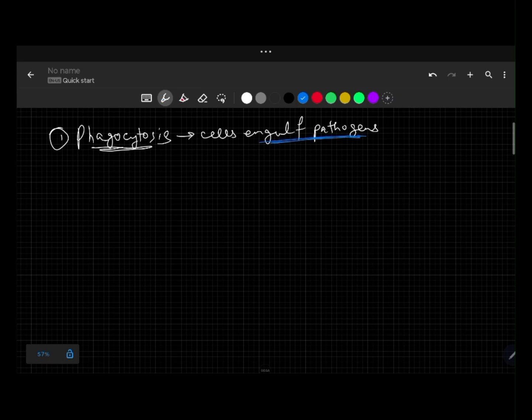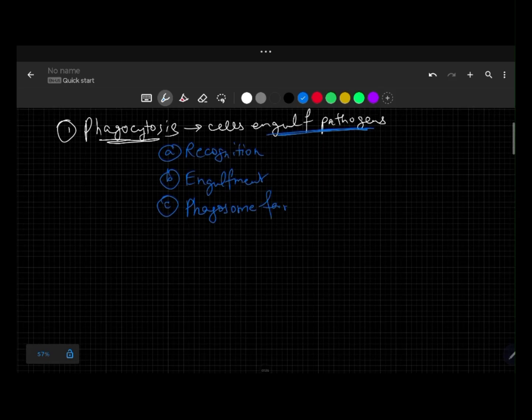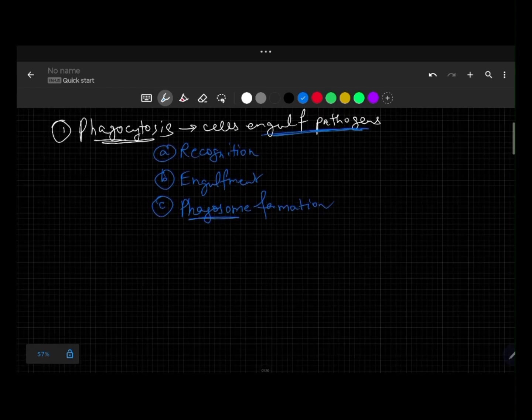There are some important steps. Some important steps are like recognition. First the phagocytic cells will recognize your antigen or the pathogen. Next is the engulfment. The phagocytic cells will engulf your antigen. Next it will form the phagosome. So once the engulfment happens by the phagocytic cells, this structure that is formed is called a phagosome.